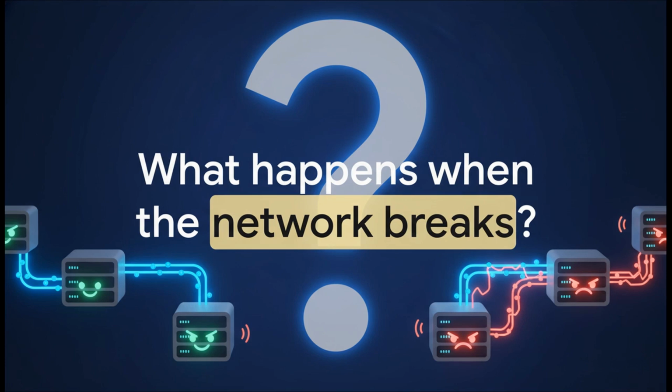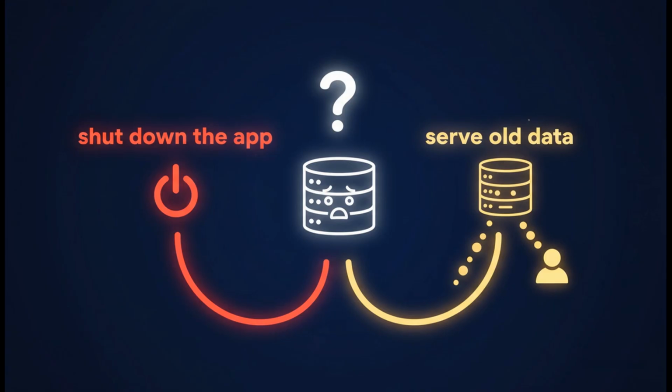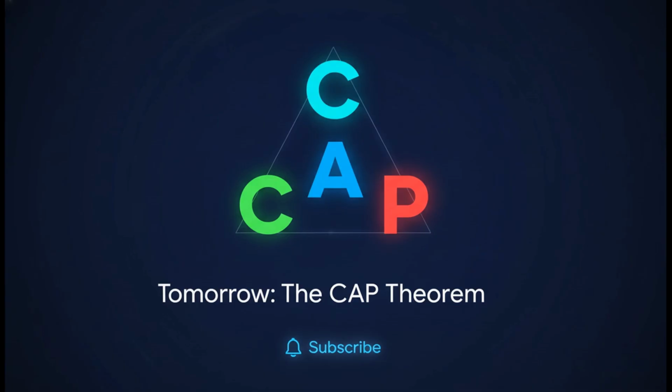So now you know exactly which database engine to choose. Awesome. But what happens if half your servers suddenly lose their internet access? Do you shut the app down? Or do you serve old, stale data? This is honestly one of the hardest questions in all of distributed systems. And tomorrow, we're going to answer it by diving into the CAP theorem. It is an absolute cornerstone of system design, and you do not want to miss it.